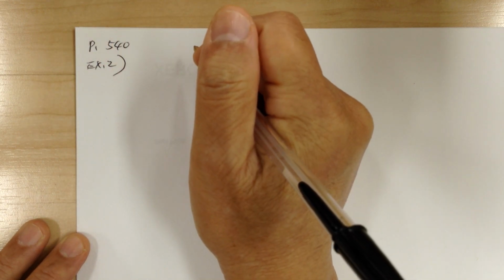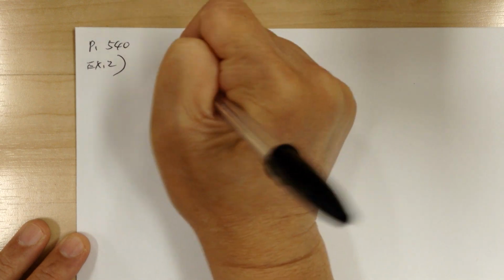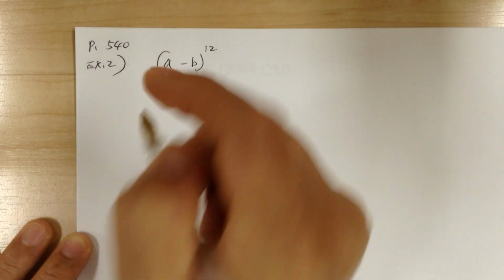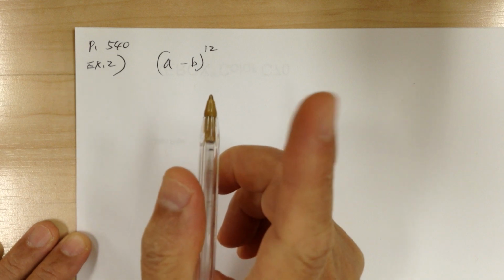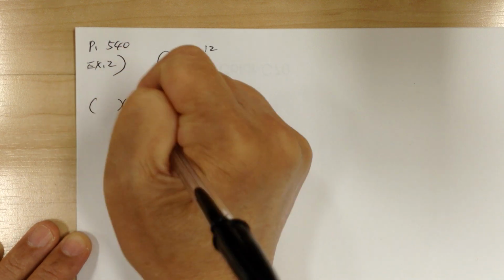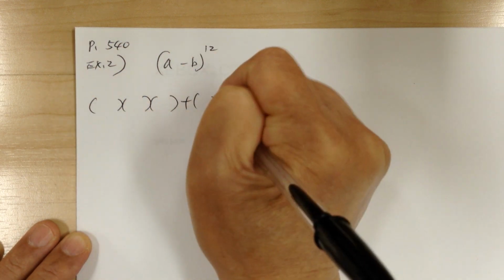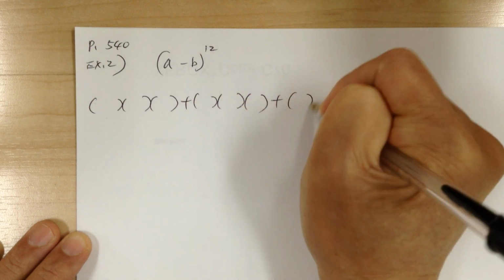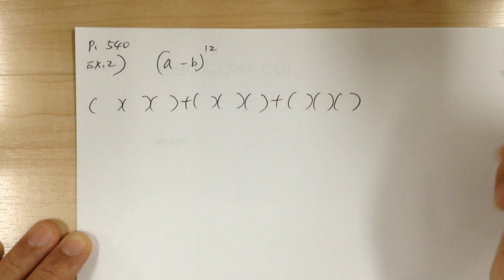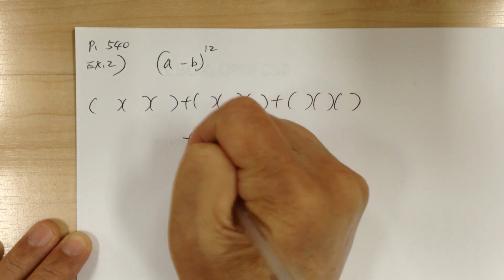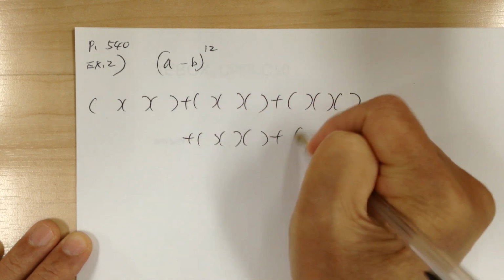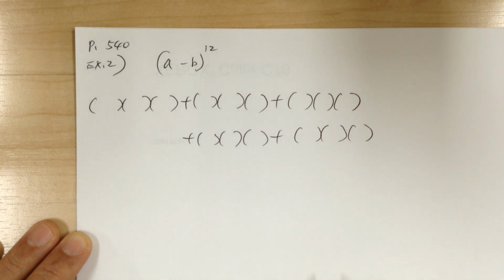You're looking for the first 5 terms in the expansion of (a minus b) to the 12th power. Okay, and you're going to find the first 5 terms. So remember, every term has 3 parentheses. I don't think I have space over there, so I'm just going to do it down here. So you just do the first 5 terms.